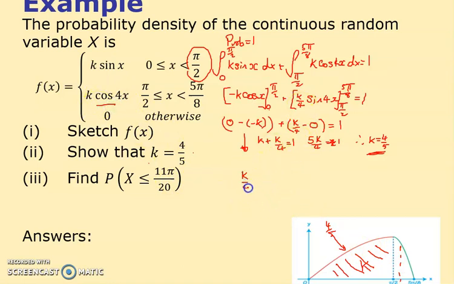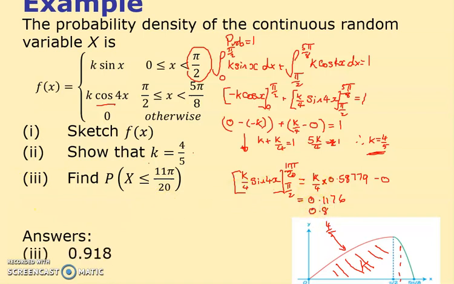So it's k over 4 sine 4x between pi by 2 and 11 pi by 20. Now I'll put in sine of 4x with 11 pi by 20. I've got this horrible number here. Obviously pi by 2 gives me 0, and I know what the k value is as well. So I got 0.1176. That's not the answer because remember we had 4/5 here. So the total answer is an extra 0.8 onto that, which is 0.9176, which is what they've got.